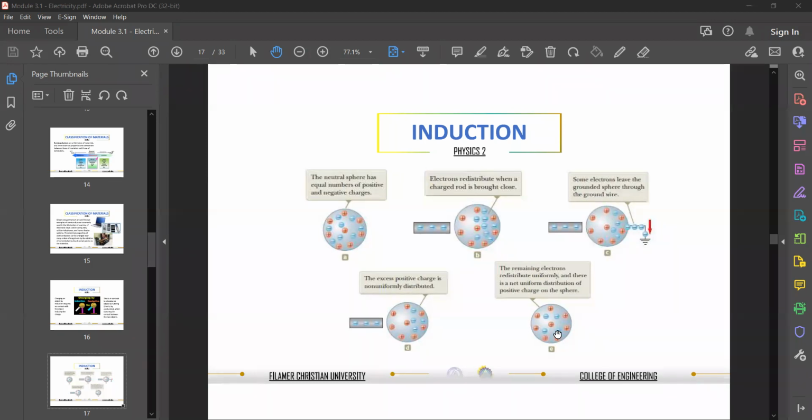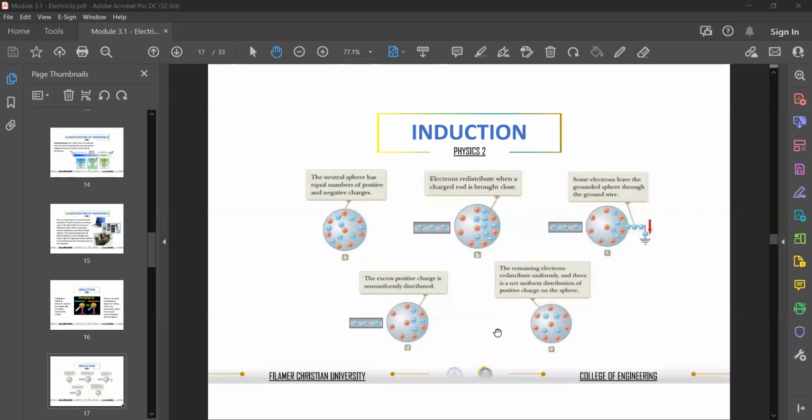So what happens, we may notice that the negatively charged rod did not disappear, because the charge was transferred. Okay? So during this process, the rubber rod loses none of its negative charge. So nothing happened here, right?